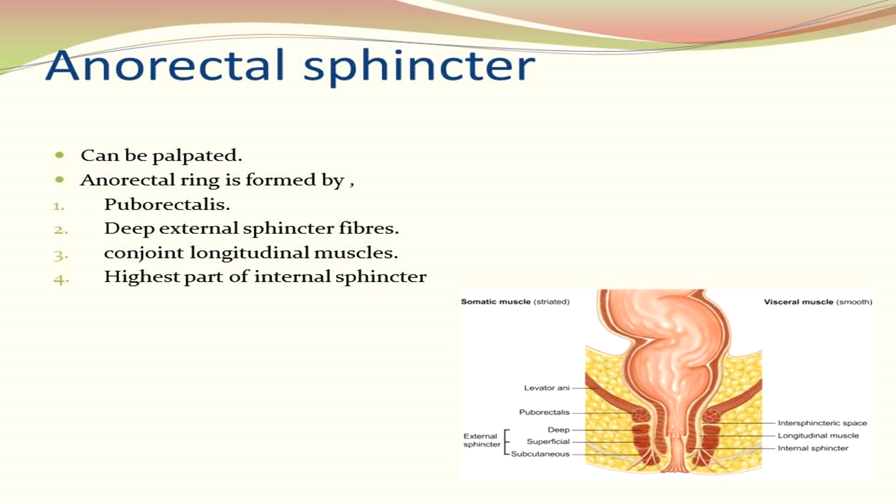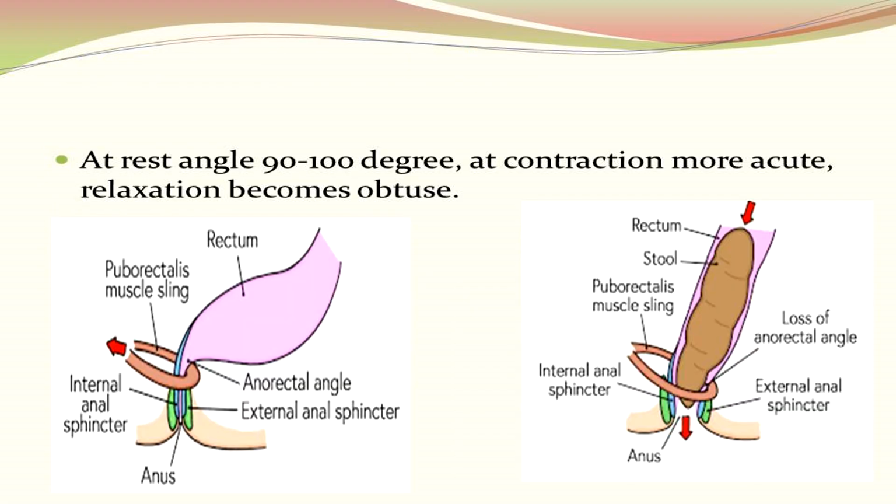This picture you will find everywhere. What is important to know here is what the anorectal ring is. The anorectal ring is a combination of four things: puborectalis, deep external sphincter fibers, conjoint longitudinal muscle of the intestine, and the highest part of the internal sphincter. Again, an MCQ might be asked. They will give you 3 or 4 options and you have to decide which is false or which is true. So just keep this picture in mind.